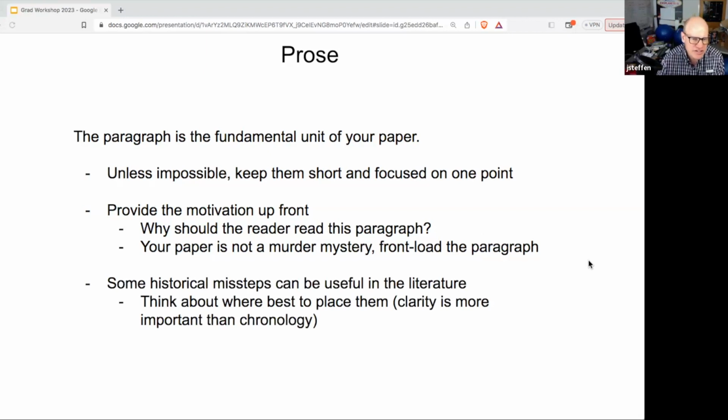It can be useful to have historical missteps in the literature, like we tried something and it didn't work. But you generally wouldn't want to put that, in my opinion, at the beginning of the paragraph, all the things that didn't work, because then the person's like, why are you telling me all this stuff that didn't work? So you want to think about where's the best place to put mistakes that you made, or things that you found that you wouldn't repeat if you were to do it over again. That, I think, is something useful to have in the literature. Like, here's a mistake, don't do what I did here. But you want to know where the best place to put that is.